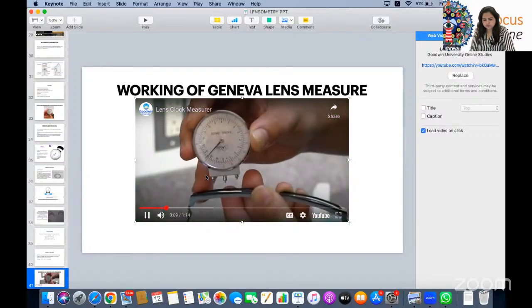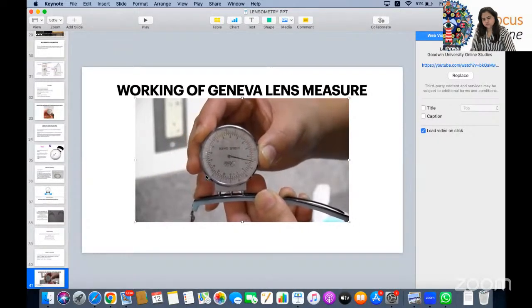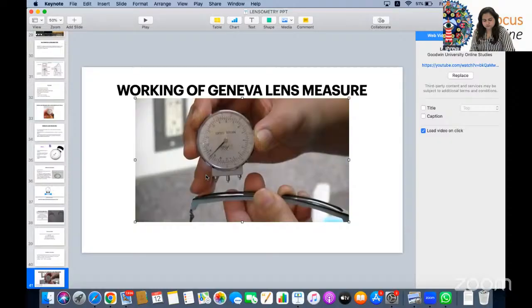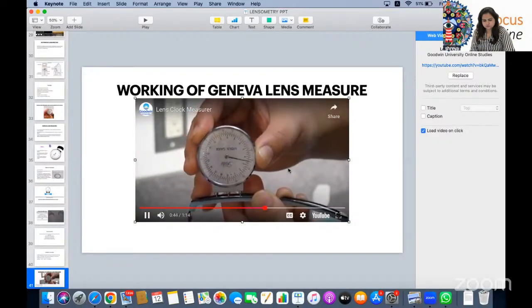Measure a pre-existing lens curve for accurate duplication or verification. A lens measurer, sometimes also referred to as a lens clock, is used. The lens measure has 3 legs or points of contact with the lens surface. The outer 2 are stationary, and the center contact point moves in and out. A lens measure or lens clock is held perpendicular to the lens surface with the center contact point at the optical center. Tilting of the lens measure or lens clock results in a variation in the measured power.